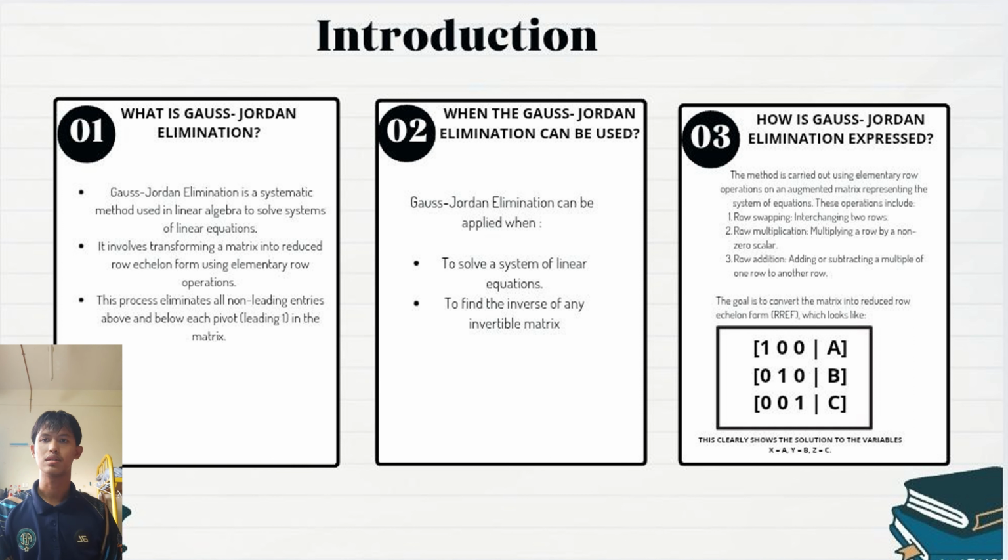Gauss-Jordan elimination is a systematic method used in linear algebra to solve systems of linear equations. It involves transforming a matrix into reduced row echelon form using elementary row operations. This process eliminates all non-leading entries above and below each pivot, which is the leading one in the matrix.